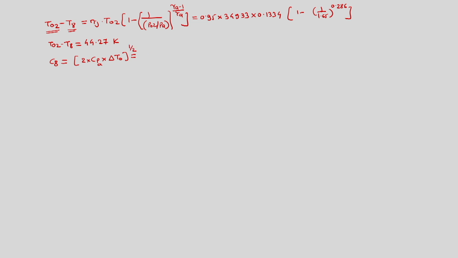So exit velocity of the jet is square root of 2 into Cp of air into delta T naught. So it is 298.3 meters per second.